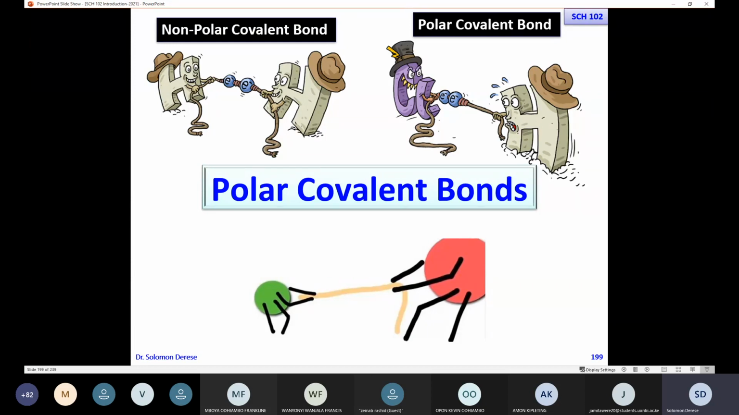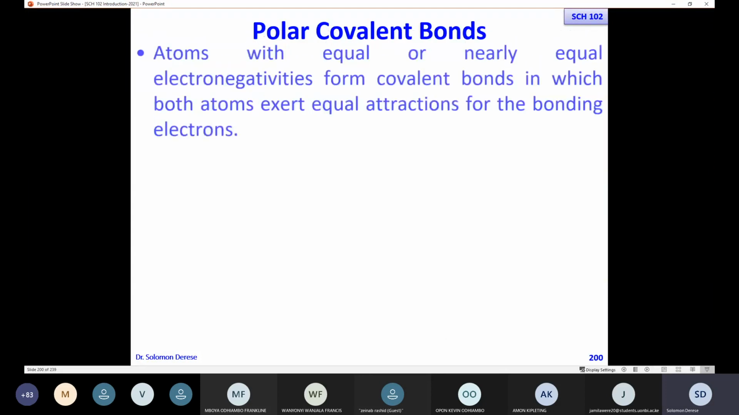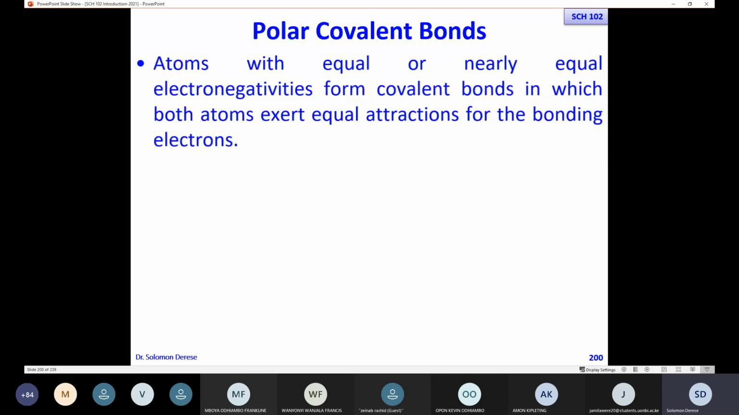Okay, so whenever you have a covalent bond between two elements, and these elements are not identical, and most importantly, have different electronegativities, the covalent bond that's going to be formed between them will be polar covalent bond. So let's talk about polar covalent bonds. Before we do that, let's talk about the other type of covalent bond, non-polar covalent bond.